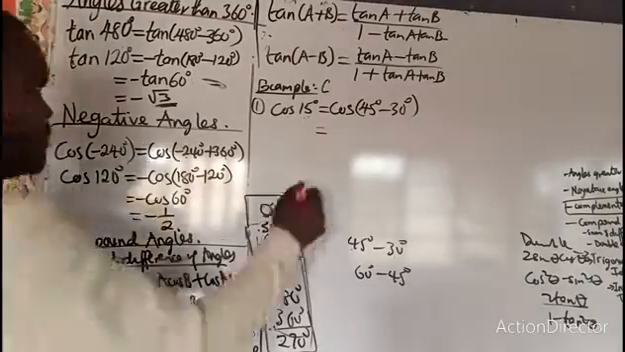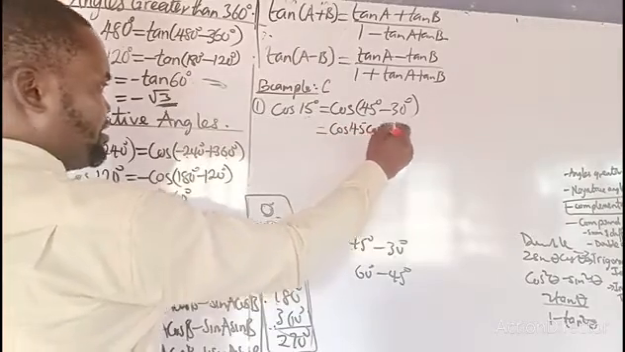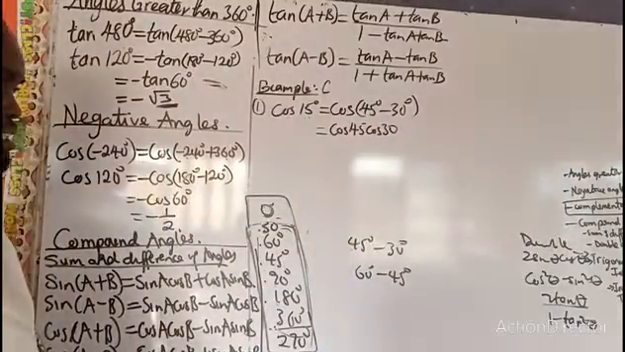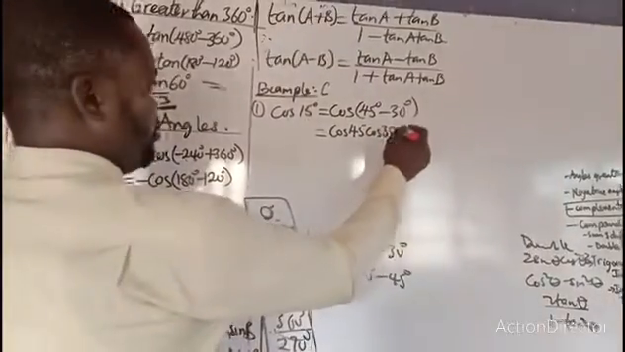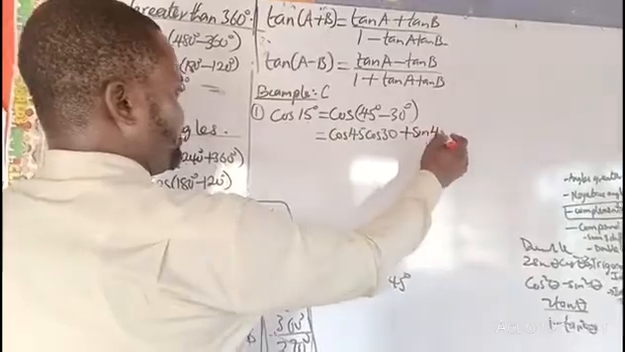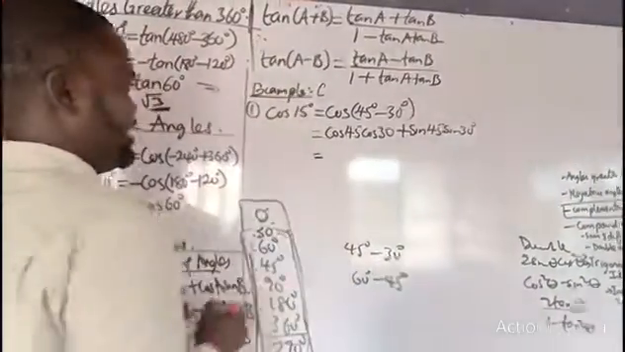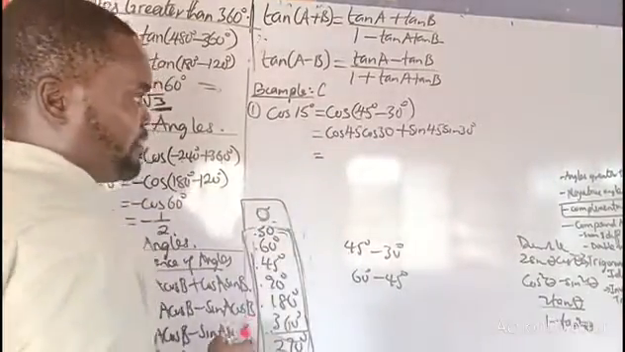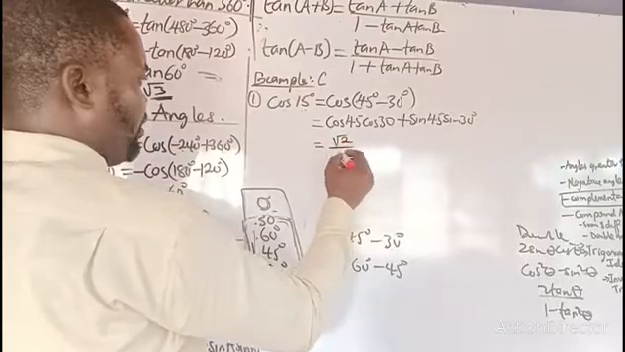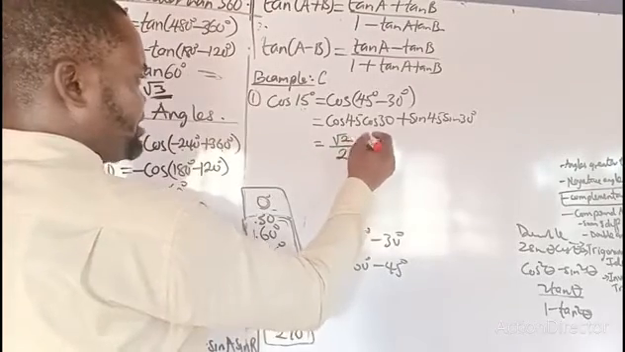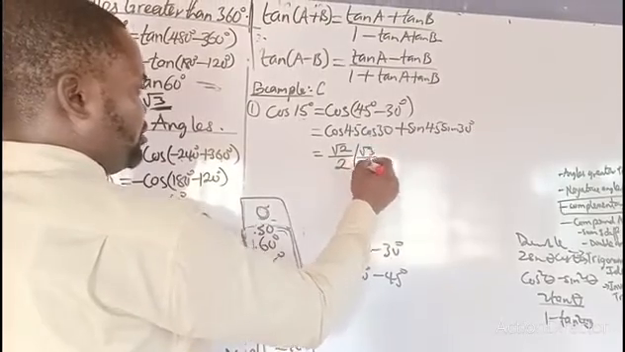That means cos 45 cos 30. Are you seeing it? Then when it is minus, what does it say we should do? Plus. So you say plus sine 45 sine 30 degree. Then you write the values. What is cos 45? Cos 45 is root 2 over 2. Then what is cos 30? Cos 30 is root 3 over 2.